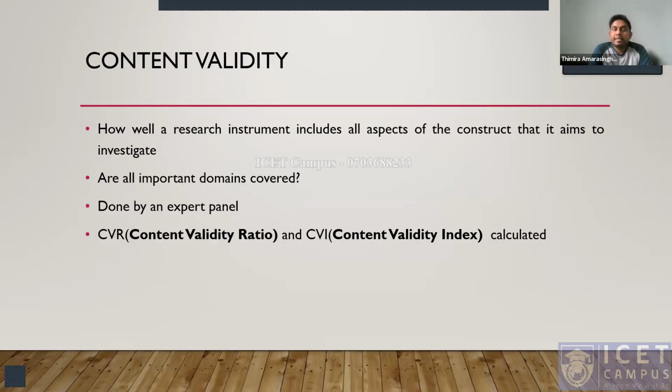Here, the next validity is kind of an in-depth one. ඊට පස්සේ අපි කතා කරන මේකට නම් අපිට එක්ස්පර්ට්ලා ඕන වෙනවා. Content validity is how well a research instrument includes all aspects of the construct that it aims to investigate. මේ content validity එකේදී අපි බලන්නේ අපි හොයන්න යන aspect එකට අදාළ හැම කොටසක්ම මේකේ අඩංගු වෙනවද? Are all important domains covered? Let's think we are trying to investigate the intelligence level of school children.